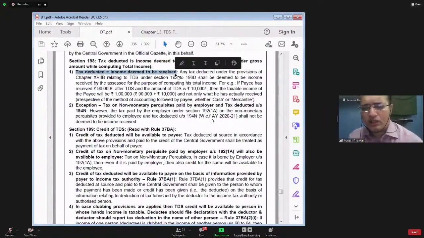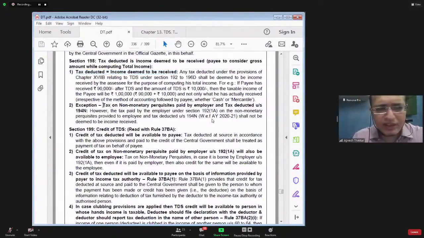Say for example, Inside Commerce Studies has made a payment of 45,000 to me after deducting 10% TDS. So actually I have received only 45,000, but that tax which is deducted by them is also deemed to be received by me. So that 5,000 is deemed to be received by me. I should take into account 50,000 while computing my income.